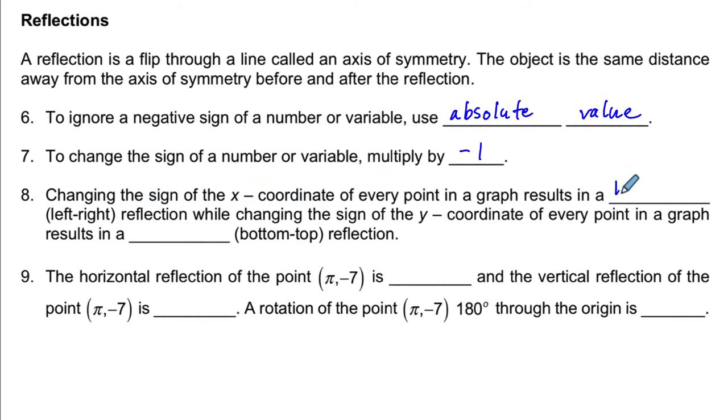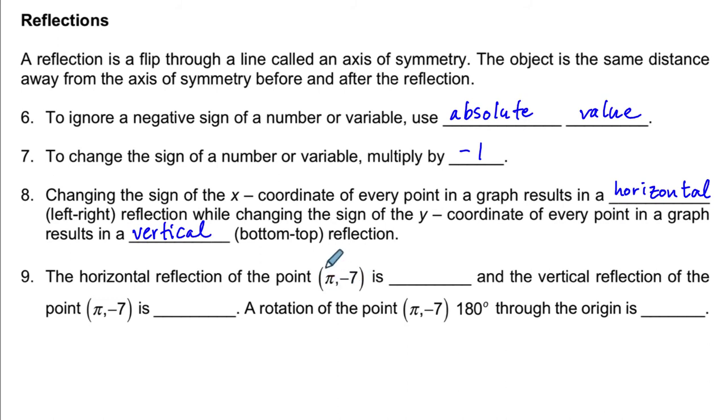If we change the sign of the x-coordinate of every point, then we get a horizontal reflection, which flips the left to the right or the right to the left. And if we change the sign of the y-coordinate of every point in a graph, this results in a vertical reflection, where the bottom flips to the top and the top flips to the bottom.